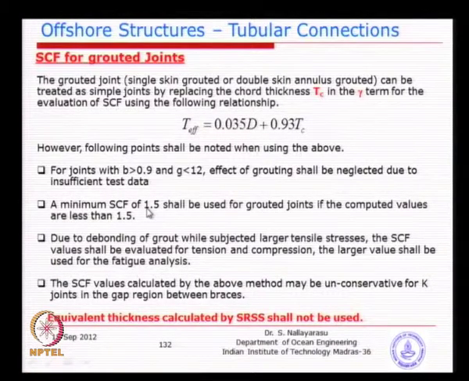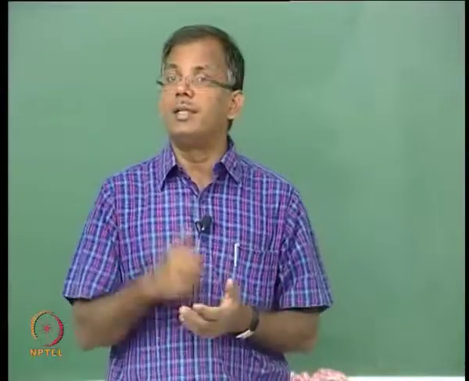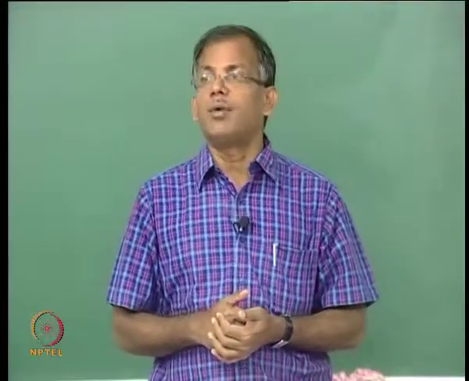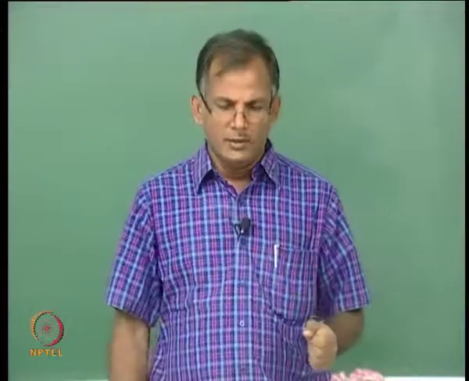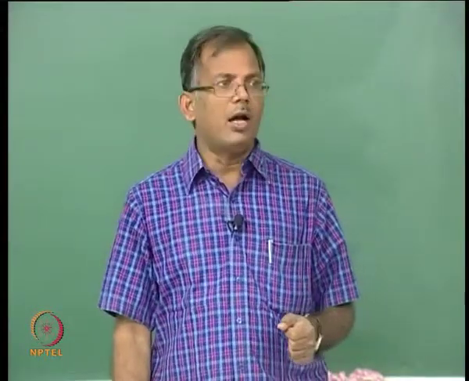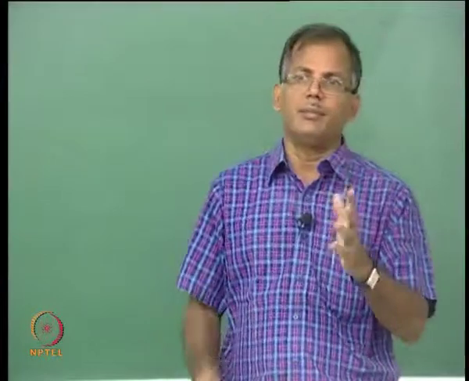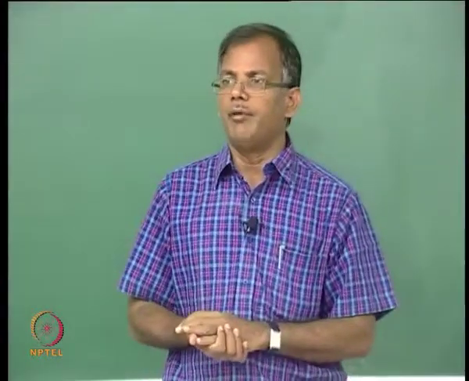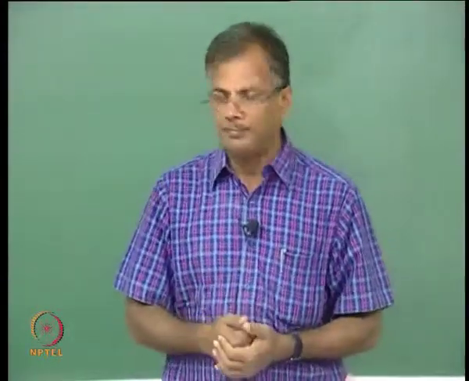So now you could see that when you calculate a stress concentration factor, you may actually get less than 1.5 at some locations, 1.2, 1.3. That is why API gives you a recommendation that minimum SCF use 1.5 if you get less than 1.5.